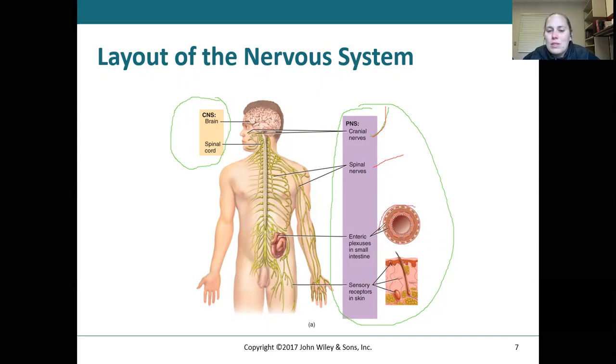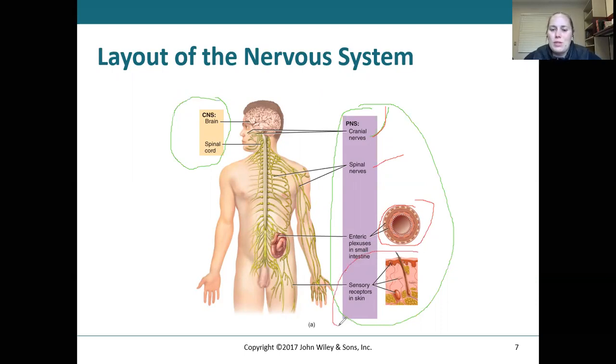Another part of the peripheral nervous system is called the enteric nervous system, or your stomach gut area. It's interesting. It's actually a little bit independent from your central nervous system. They often call the gut the little brain. It has its own set of neurotransmitters, so it's an interesting part of the nervous system that people often forget about.